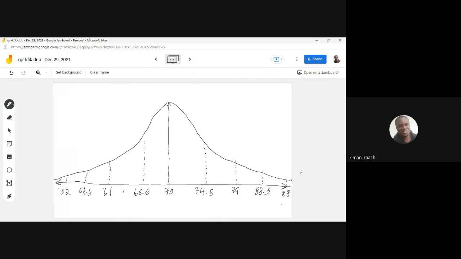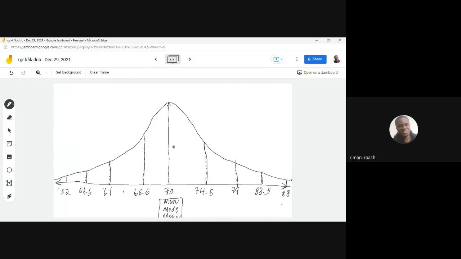Now, whenever you sketch a normal distribution curve, you're going to get something shaped like a bell. We also call it a bell curve, right? Now, we know that if your data is normally distributed, this is where your mean, your mode, and your median value will be. All three values will be here.